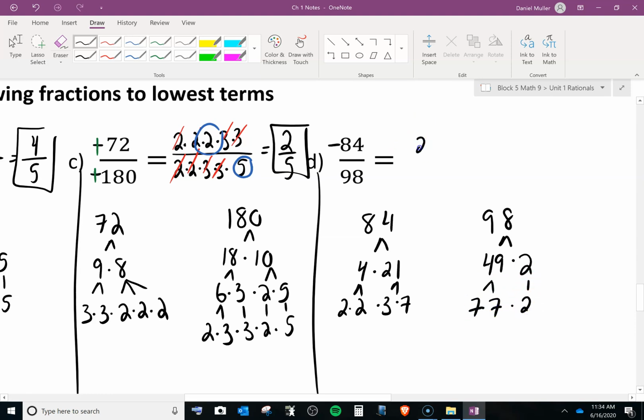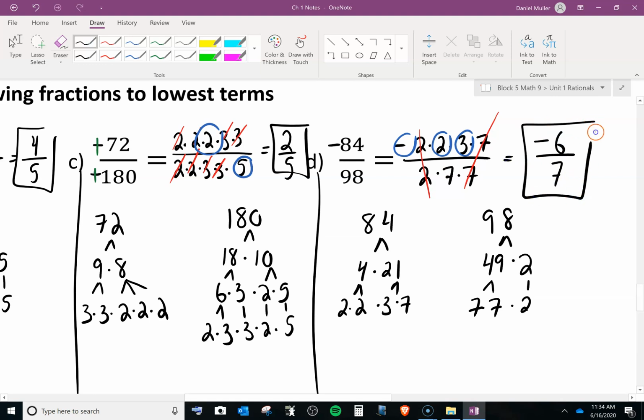So on the top here, I've got a 2, 2, 3, and a 7, and I still have a negative, so I'll throw that negative up there as well. In the bottom, I've got a 2, 7, and 7. So cancel things out. There's some 2s I can cancel out, and there's some 7s I can cancel out. Now all I'm left with is a 2 and a 3. So a 2, a 3, and a negative. So 2 times 3 is going to be 6, but then there's the negative, and just a 7 is on the bottom.